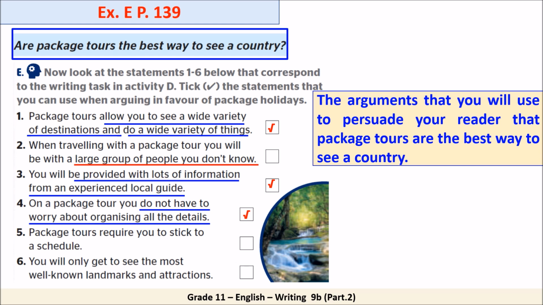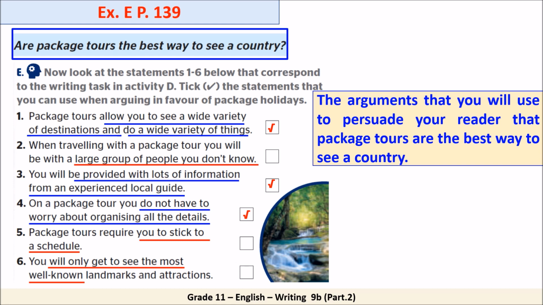Number 5. You are right. You do not need to tick this. It says package tours require you to stick to a schedule, which is something negative about them. Finally, number 6. Yes, very good. You do not need to choose this also because it says you will only get to see the most well-known landmarks and attractions, which is also a negative point about package tours.